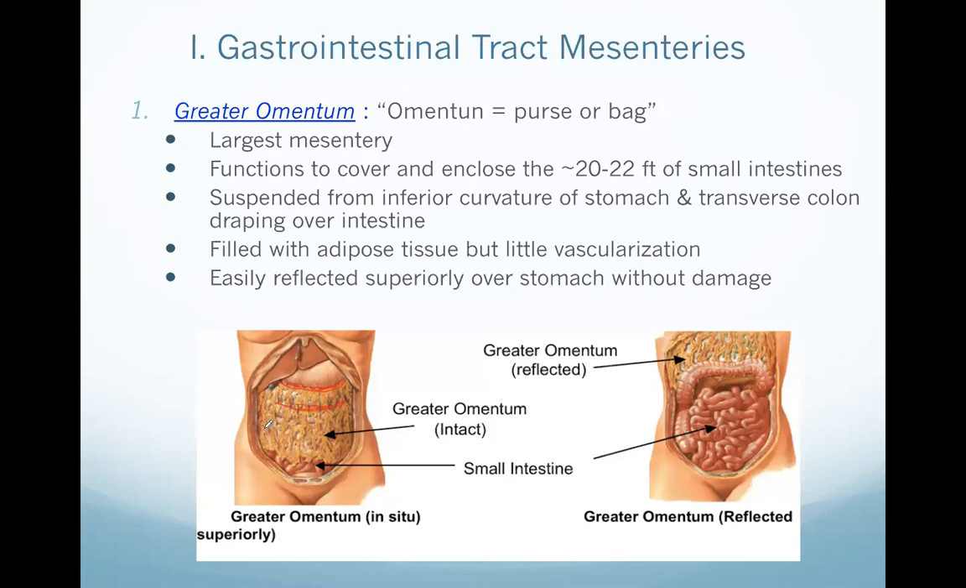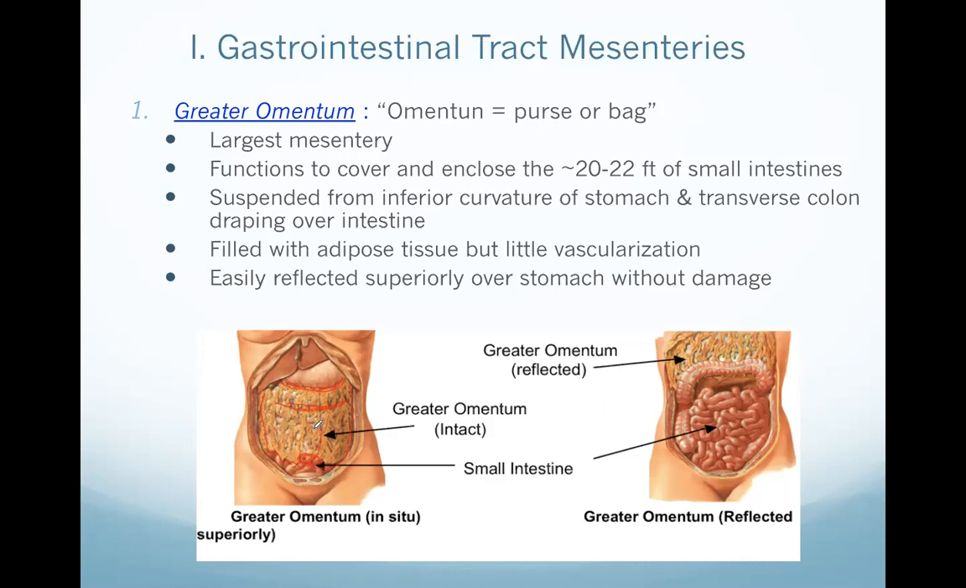And that just drapes down over the surface of the small and large intestines. If you grab this inferior aspect of it and then lift, it really is just like a sheet or a curtain that lays over it. So it's very easy to reflect it. So here you can see they've kind of lifted it up and laid it over the chest cavity or the thoracic cavity. It's the largest mesentery.